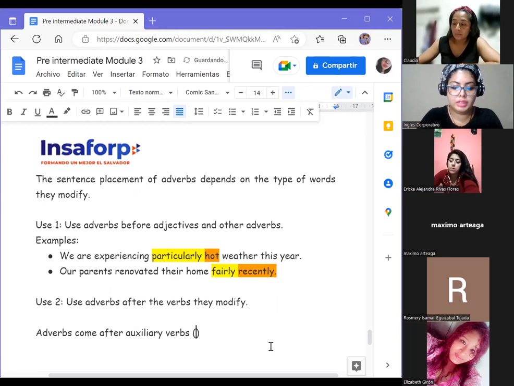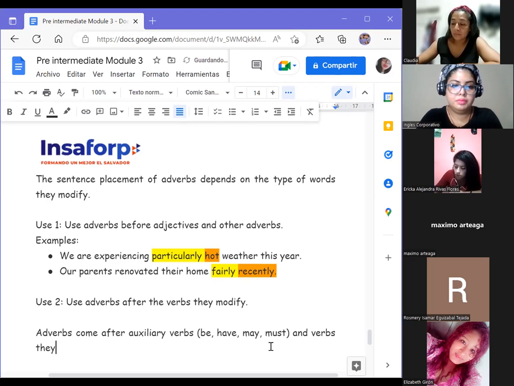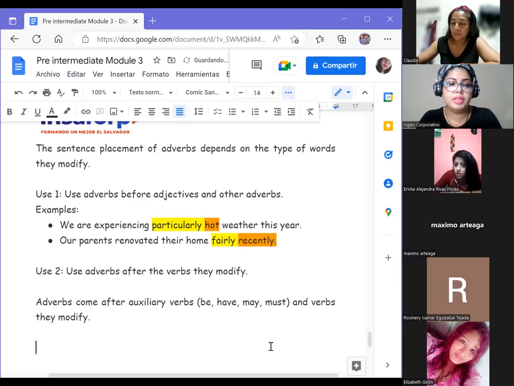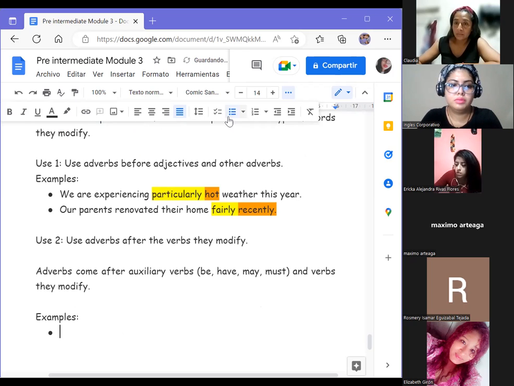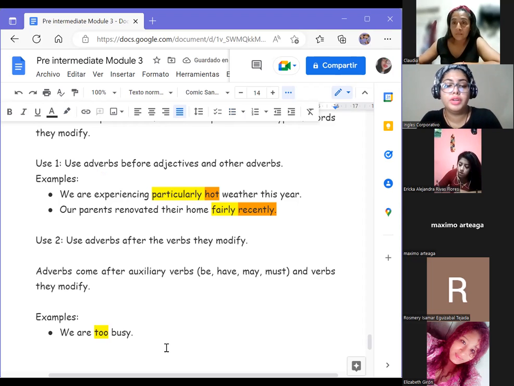And we have here the auxiliary verbs that can be this one. We have, may, must, and verbs they modify. So in this case, we're going to write the adverbs after the auxiliary verbs and the verb. And we have the examples. Okay, we have here, we are too busy. In this case, we have here the adverb. We have the first one that is the verb to be, in this case is the auxiliary, and then we have busy, that is the verb that we are using in this case.